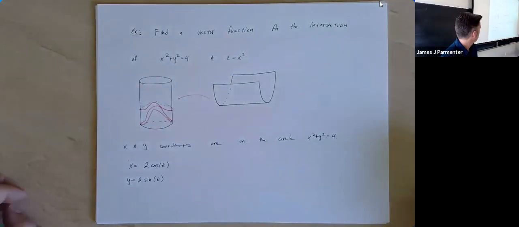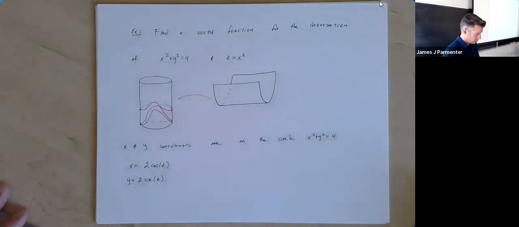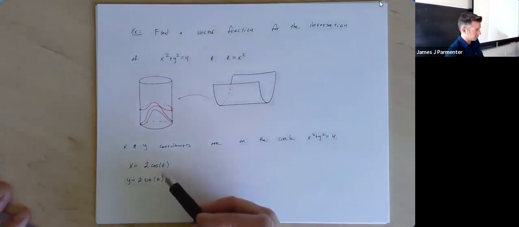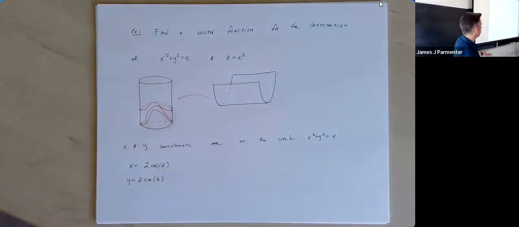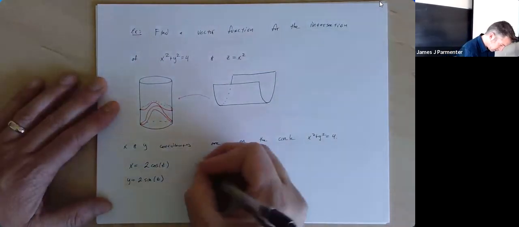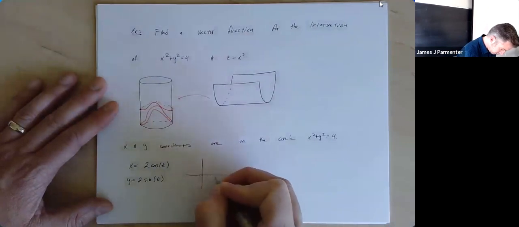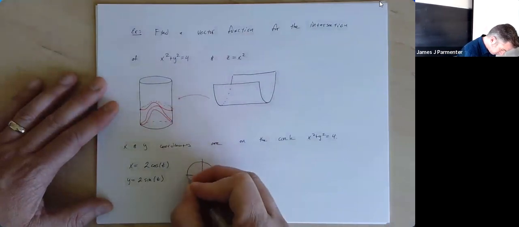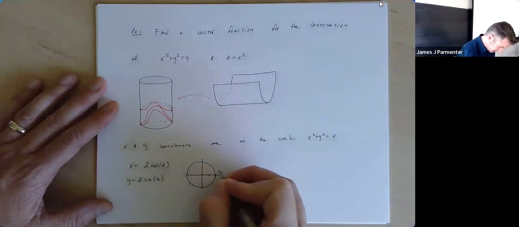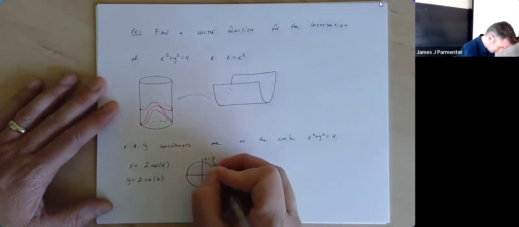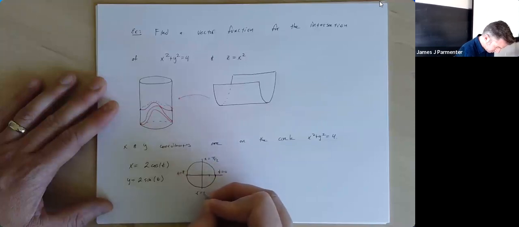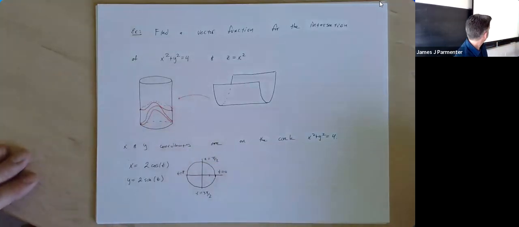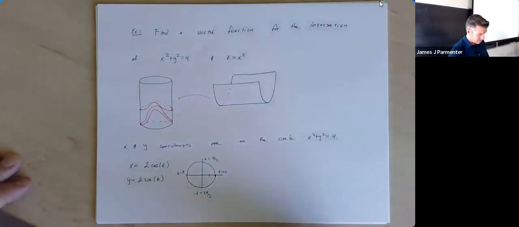Cool. And that gives you any point on the circle, right? You can plug in values for t and get x equal to 2 and y equal to 0, or x equal to 0 and y equal to 2, or all sorts of other things. There's your circle, radius 2. And here's where t equals 0, here's t equals pi over 2, here's t equals pi, et cetera.